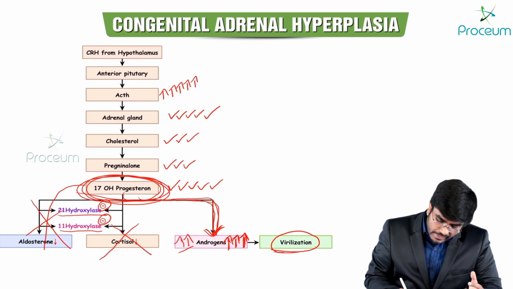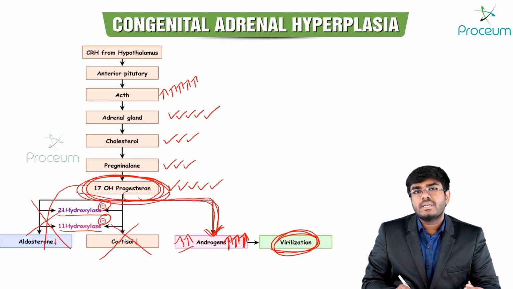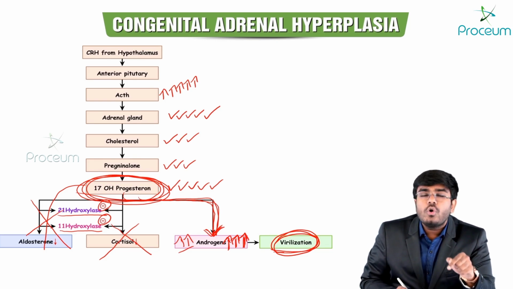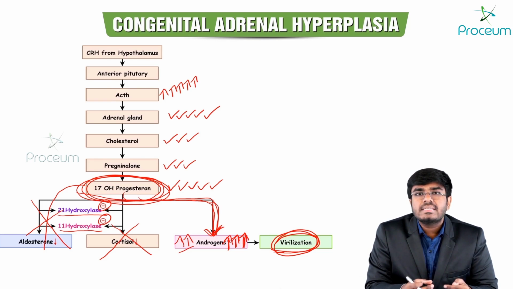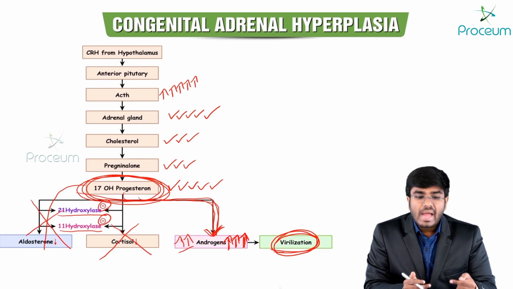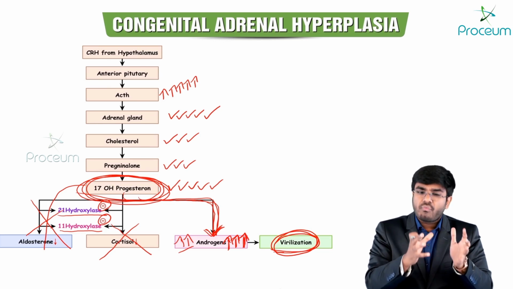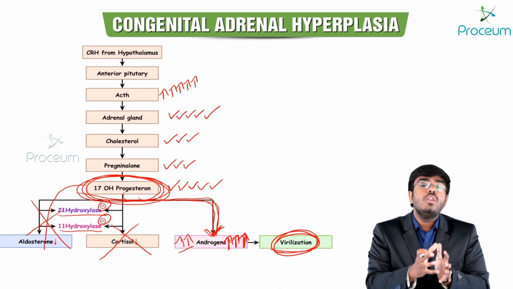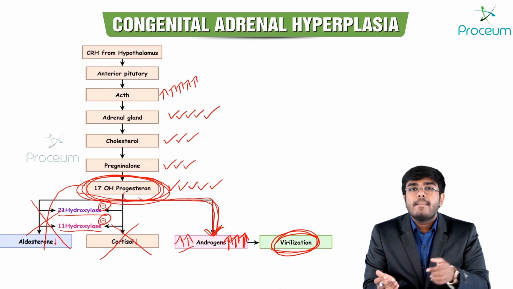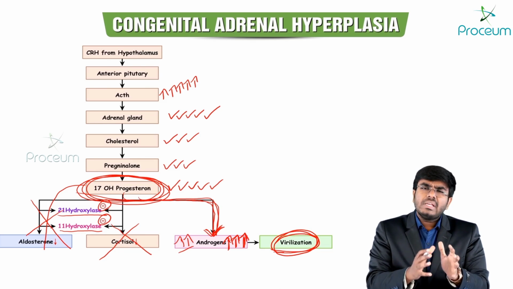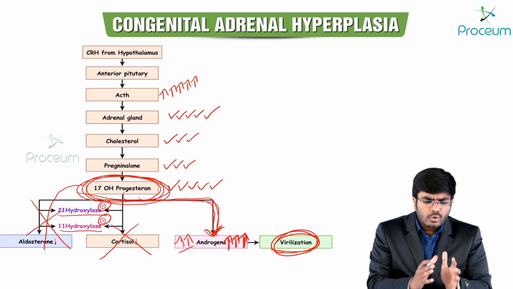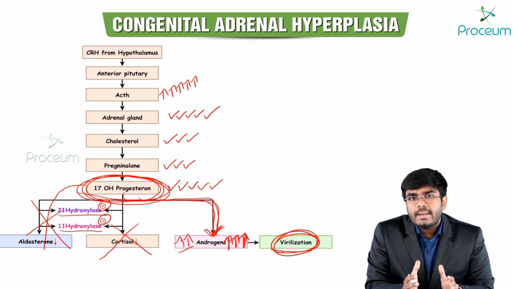Because of this excessive amount of androgens, this female will undergo virilization, which means her clitoris is going to increase in size, causing clitoromegaly. And this clitoromegaly will look like a small penis. That is the reason why this female child will look like a male, because of this clitoromegaly. It will look something like ambiguous genitalia. It won't look like a complete male genitalia.